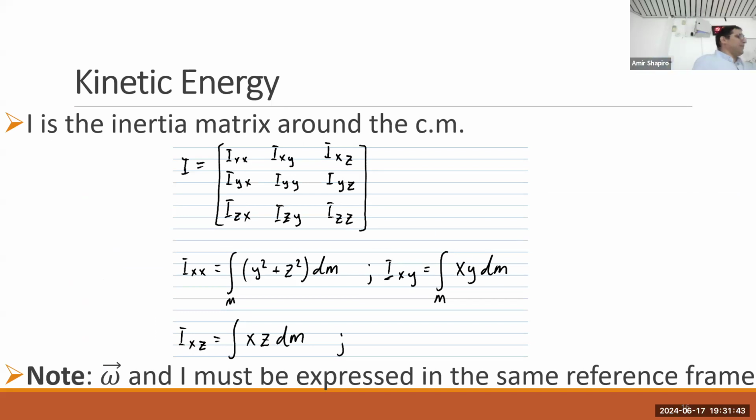So I is a matrix, Ix, Ixy, Ixz, and so on, where Ix is the integral of y squared plus z squared dm, and so on, as you see here. You probably learned this in dynamics. Yes, note that omega and I must be expressed in the same reference frame.